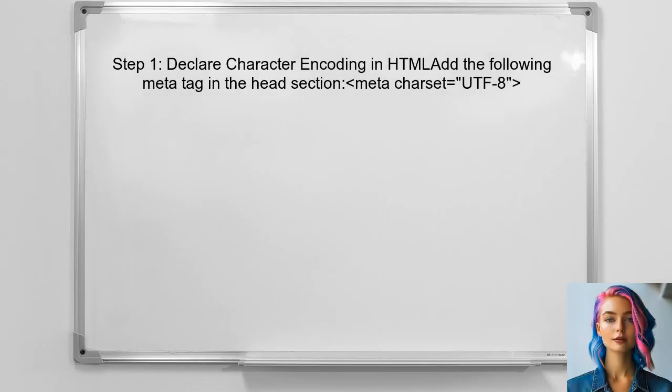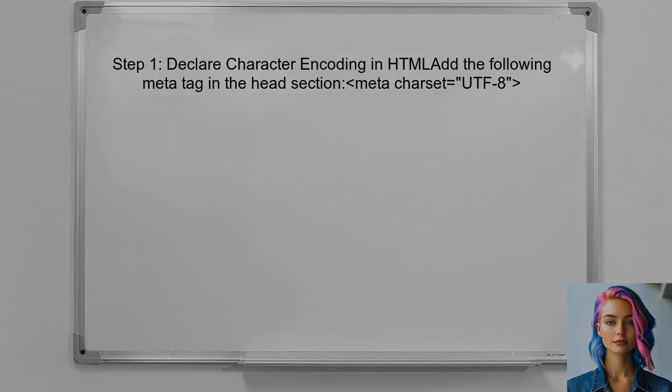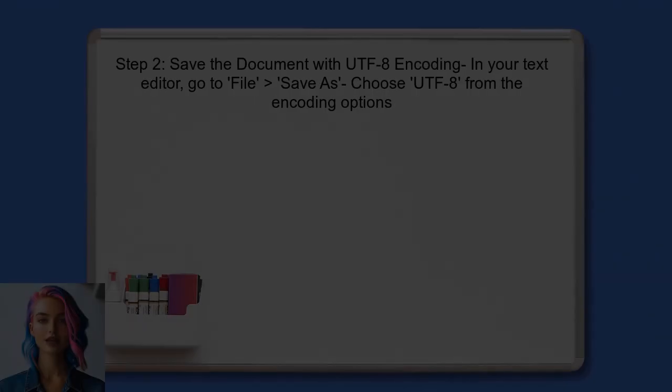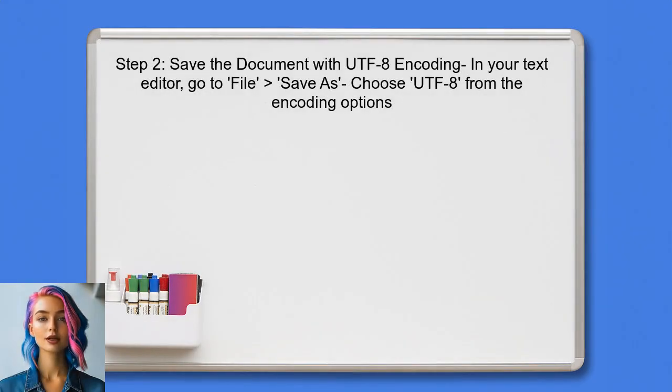To address the character encoding issue, the user should start by declaring the character encoding in the HTML document. This is done by adding a specific meta tag in the head section of the HTML. Next, the user should ensure that the HTML document is saved with the correct encoding. This is typically UTF-8, which supports a wide range of characters.